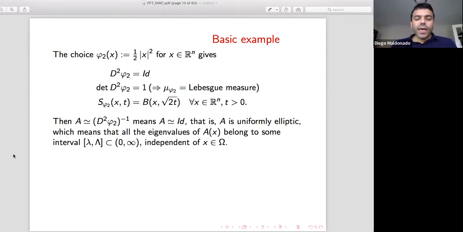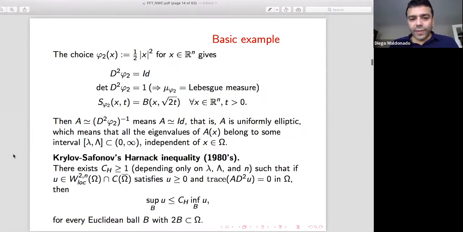Right? And now, in this scenario, when you have all these elements, there is this groundbreaking result that says that, all right, if you have a function that is non-negative, and it is a solution to your operator, right?